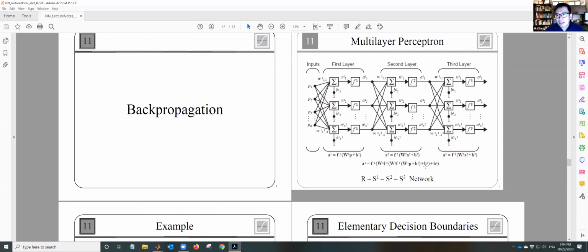Now the basic idea of backpropagation is you initialize all the W and the B, and then you give it an input. This is called forward propagation. Forward propagation means you give me an input, and then I calculate my output. You randomly initialize all the W and the B, and obviously you can calculate your output. This is called forward propagation.